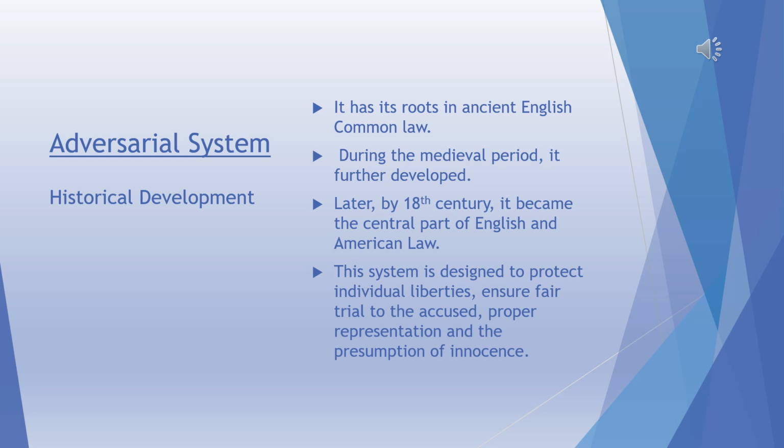its historical development happened. So we can say that this adversarial system is deeply rooted in ancient English common law, and it further developed during the medieval period, and by the end of the 18th century it became the central part of English and American law. The main feature of this system is that it is designed to protect individual liberties, and it ensures a fair trial to the accused, and both the parties will be properly represented before the court, and the accused also will get the privilege of presumption of innocence.